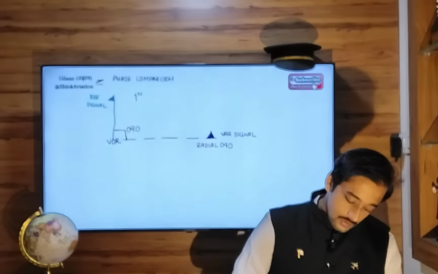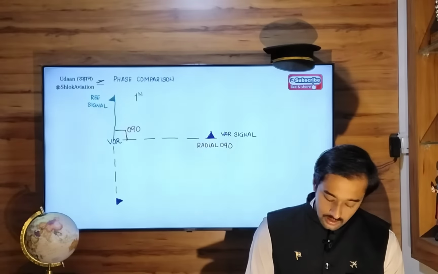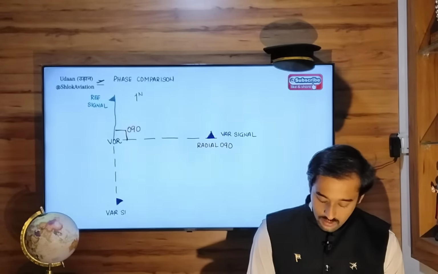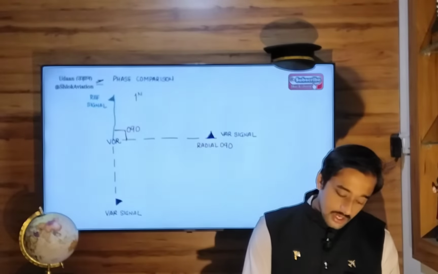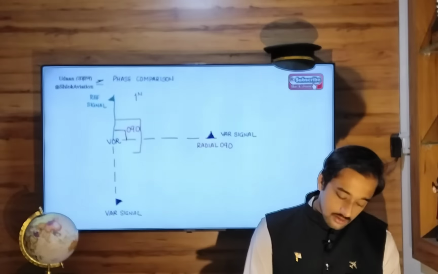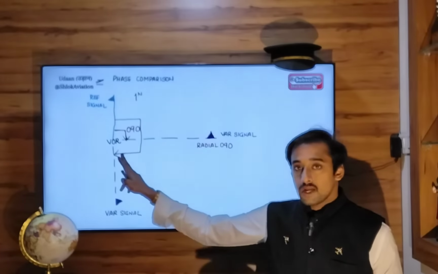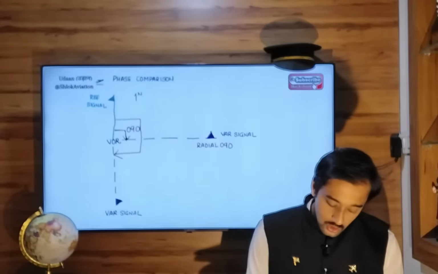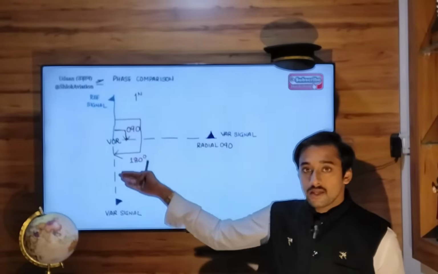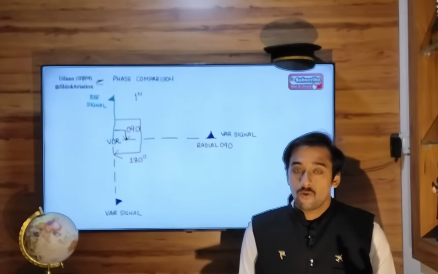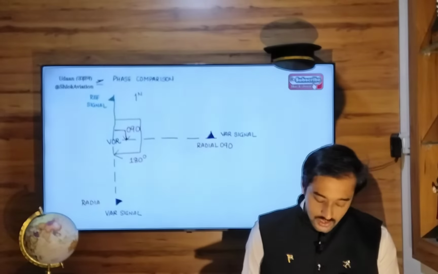Similarly, the variable signal always rotates clockwise, so when it comes down here at this point, let's say over here, this is your variable signal. Now the phase difference or the angular difference between your reference wave and this variable signal will be how much? It will be 90 plus 90, so it will be equal to 180 degrees. So that means this signal is currently at a bearing of 180 from the reference signal, and we can call that radial 180.